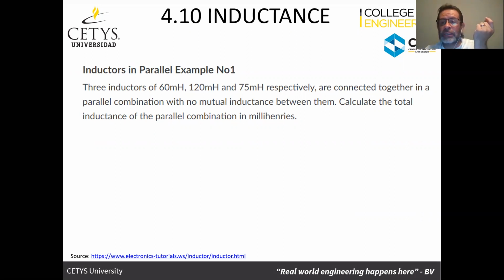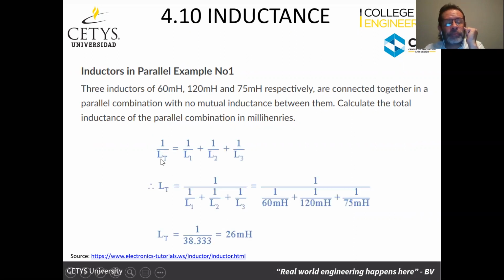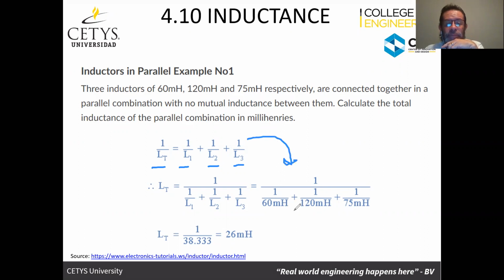Well, the reciprocal of the total inductance is going to be the sum of the reciprocals of each individual inductance. So we substitute that here, we invert it, and we get 26 millihenries. Again, inductors in parallel: the total inductance behaves exactly as resistors in parallel and equivalent resistance.